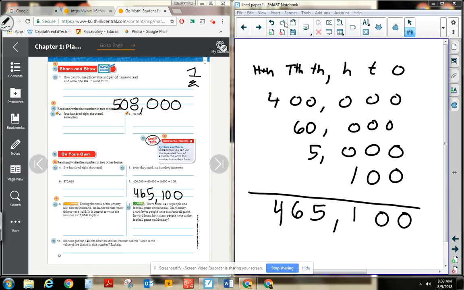I really hope that place value and reading these numbers in the 3 different ways: standard form, word form, and expanded form, is starting to make sense to you. Let me know if you have questions.